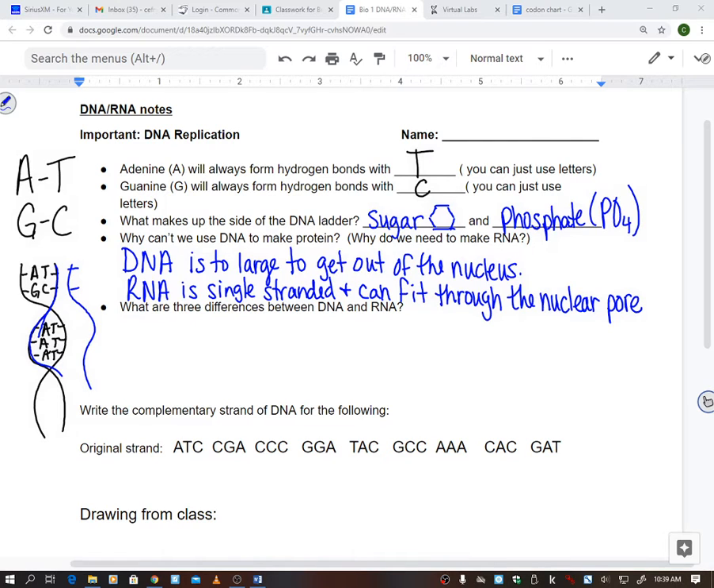All right. What are 3 differences then between your DNA and your RNA? One we've already said. Let me make sure I write that. RNA is a single strand.